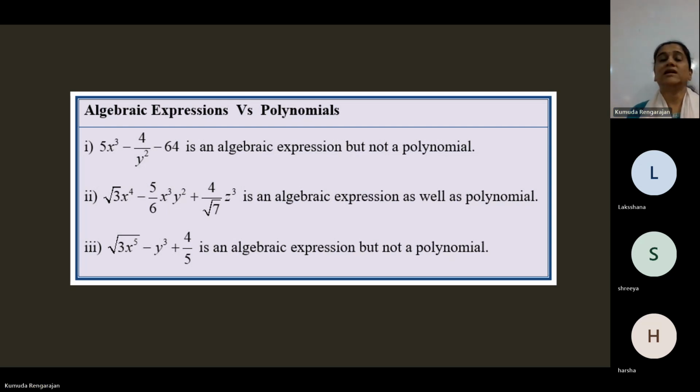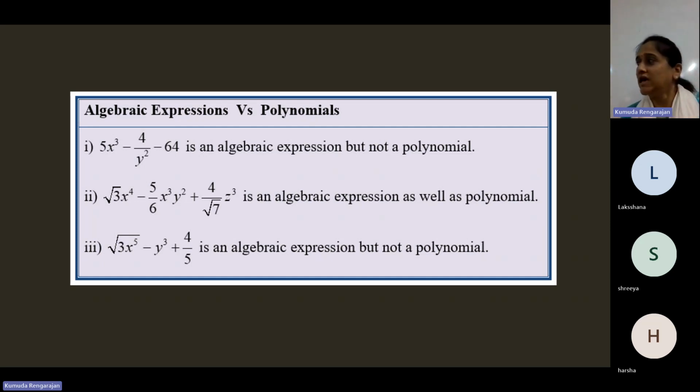Let's relate it to something else, like triangles. Triangles can be classified based on the lengths of their sides and the measure of their angles, right? Based on the sides, if none of the sides are equal, scalene. If two sides are equal, isosceles. If all three sides are equal, equilateral.